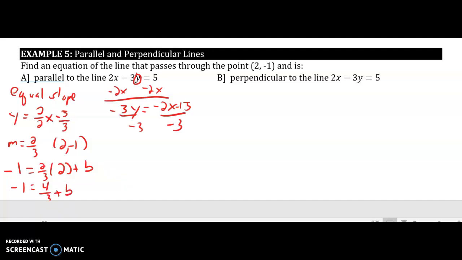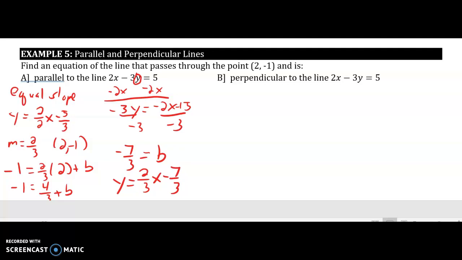So I got to subtract 4/3 on both sides. So what's -1 minus 4/3? If you think about it, this is -3/3, so it's going to be -7/3. You can always use a calculator to help with that, or you can do it working with fractions. So it wants me to write an equation. My slope is 2/3, and my y-intercept is -7/3. So there's my parallel line.